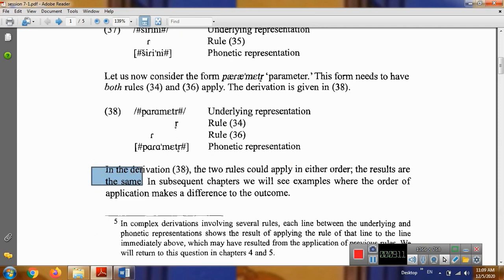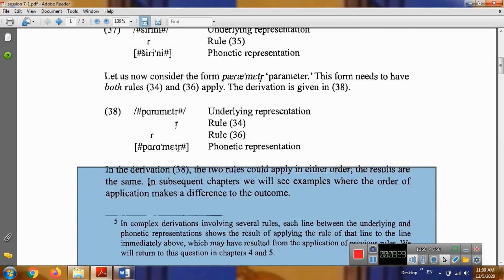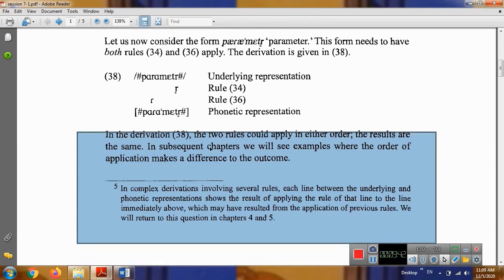In the derivation of 38, the two rules could apply in either order. The results are the same. In subsequent chapters, we will see examples where the order of application makes a difference to the outcomes. Sometimes the order of the application of the rules is important because it changes the outcome. It makes a difference to the outcome. But here, the order of the rules is not important.